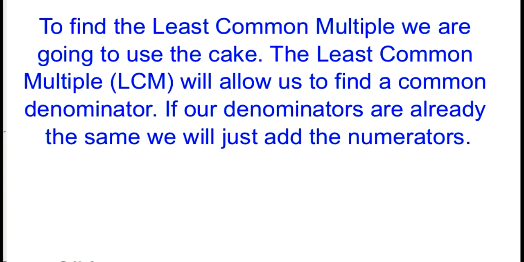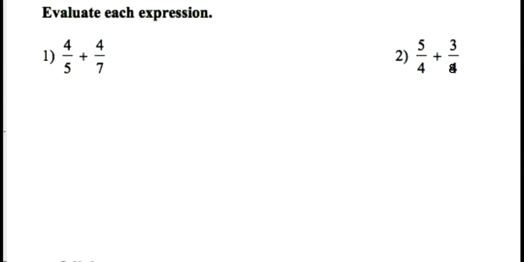To find the least common multiple, we are going to use the cake. The least common multiple, or the LCM, will allow us to find a common denominator. If our denominators are already the same, we will just add the numerators. We're going to do the first two together.